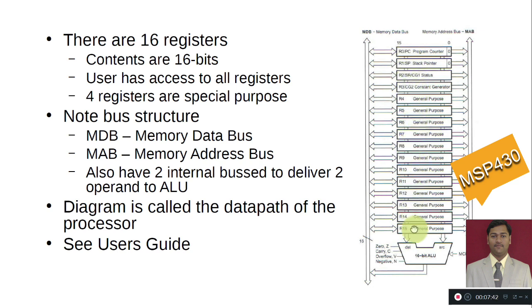We can see R0 to R15, out of which R4 to R15 are specifically general purpose, but R0 to R3 have unique applications. R0 is used as the program counter, R1 is used as the stack pointer, R2 is used as the status register, and R3 is used as the constant generator. All these registers communicate over the MDB bus and MAB bus, that is the memory data bus and memory address bus. Needless to say, these buses are 16 bits wide.